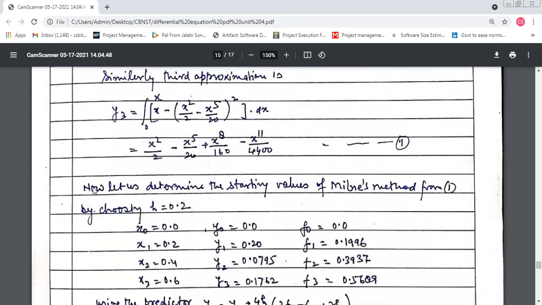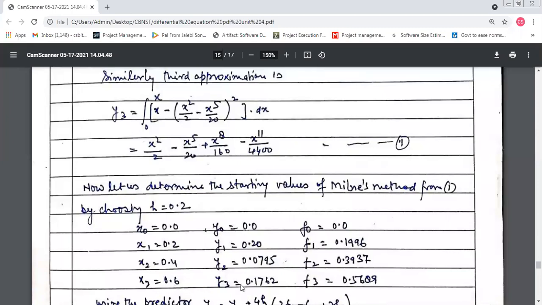Now let us determine the starting values of Milne's method by choosing h is equal to 0.2. x0 was 0 and y0 was 0, so f0 was also 0. When x1 is equal to 0.2, y1 is equal to 0.20. So we will be getting the value of f1. Then x2 is equal to 0.4, y2 is equal to 0.795. So f2 is equal to this.